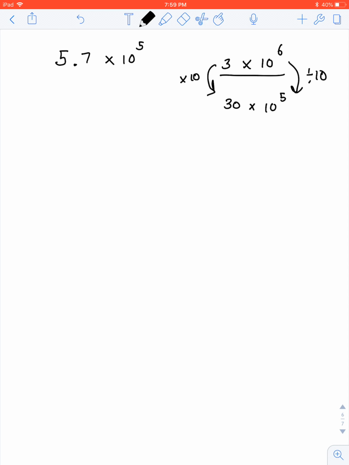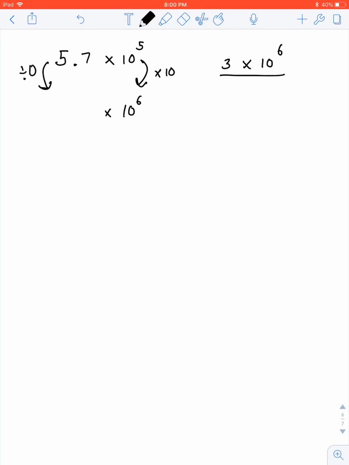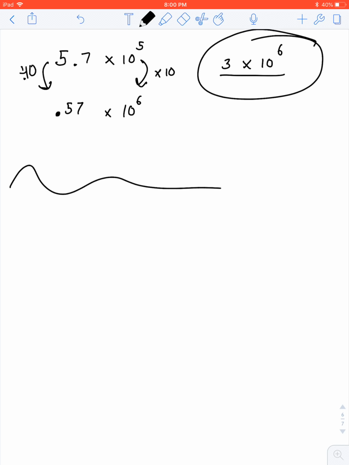Or if you decided to go the other route, we want to bring this up to 10 to the 6th, and multiply that by 10, which means we're going to have to divide this one by 10, which is going to give us 0.57. And as we can see, once again, this is going to be the larger one. Okay, I'll post some extra videos on converting between the two if you guys want.